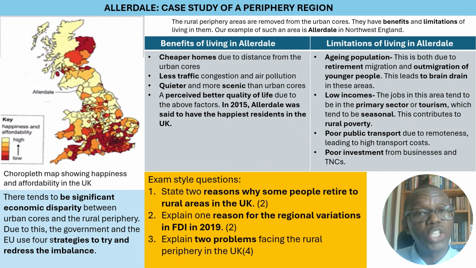So we have an aging population, and this is both due to retirement migration and out-migration of younger people, and this leads to brain drain in these areas. So retirement migration we talked about, there's cheaper housing there, and then due to these pull factors that we've just mentioned as benefits of living in Allerdale, those retirees would like to buy a cheaper house there and enjoy the quieter, more scenic environment that has less traffic and less congestion and has that perceived better quality of life.